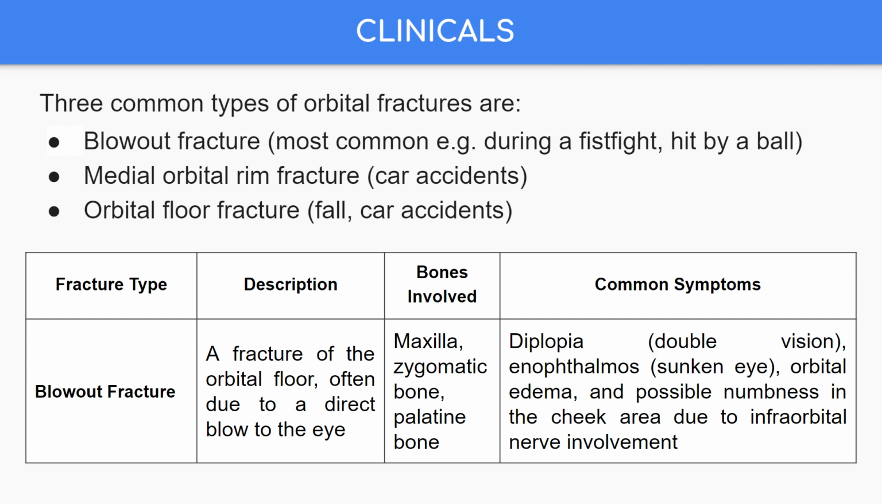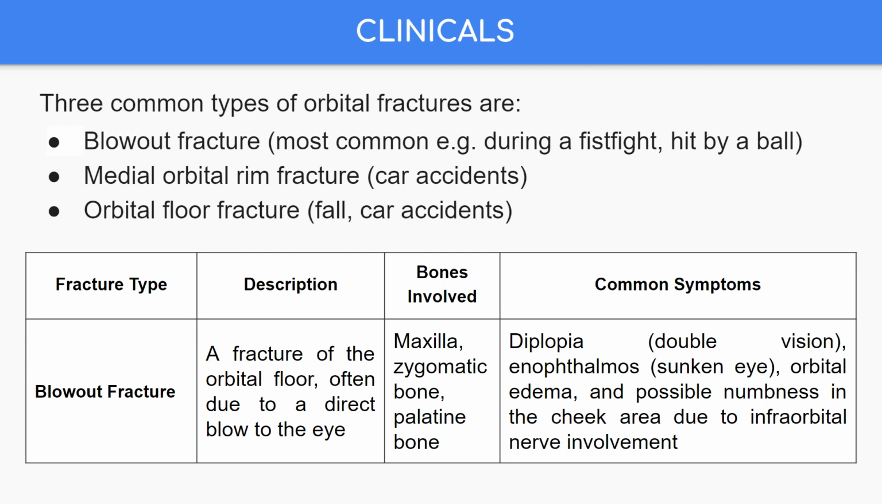Three common types of orbital fractures are blowout fracture, which is most common during a fist fight or being hit by a ball in the eye. Medial orbital rim fracture is caused by car accidents. Orbital floor fracture is caused by fall or car accidents. Let's discuss the blowout fracture.